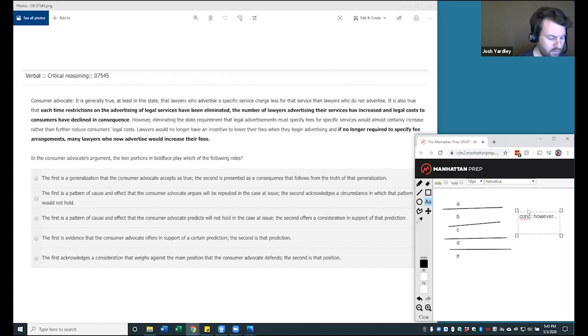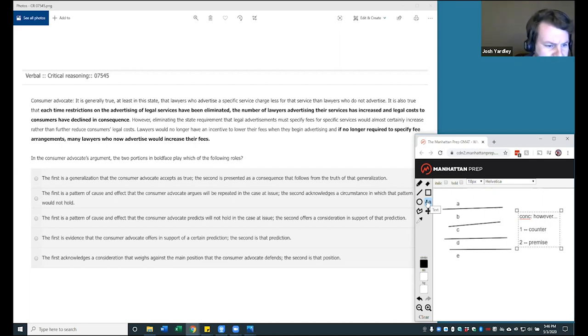And then I think about what that means for the first bold. That's a counterpoint in that case, because that says it's going to decrease costs to the consumer. Whereas for the second bold, that's a reason why the conclusion would hold. It's a reason why costs would go up. So that's a premise. Let's look at the answer choices.